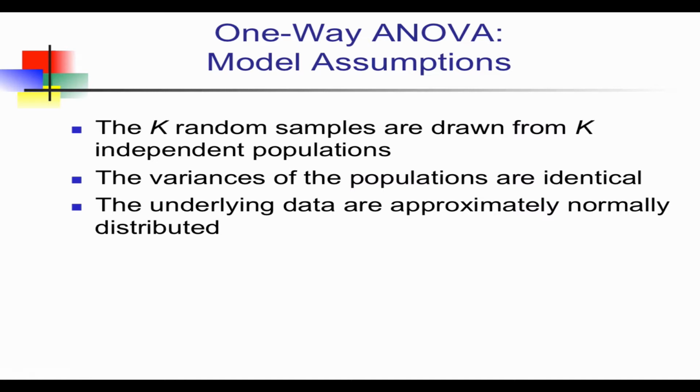The same K for K random samples must be from K independent populations. Here, K doesn't mean the sample size in each population. It just means K samples, so each random sample comes from one population. And then the other assumption is that the variances of the populations are identical.